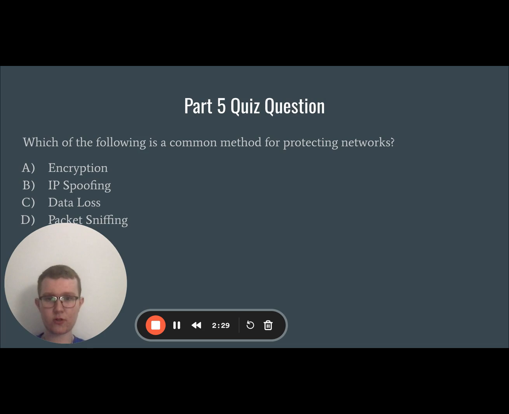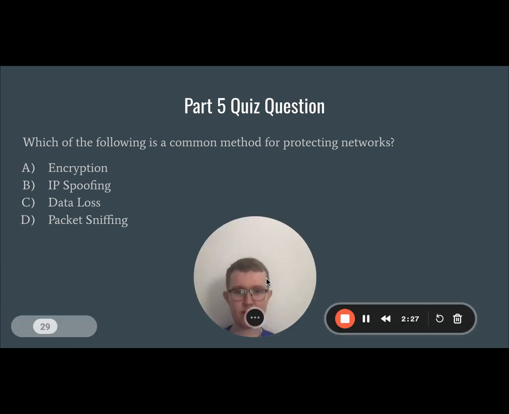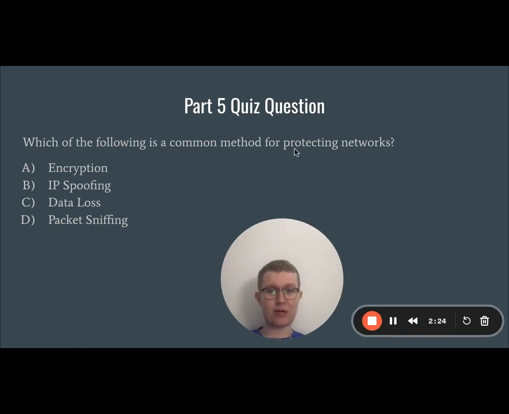So a little quiz question for you guys. Which of the following is a common method for protecting networks? We have encryption, IP spoofing, data loss, and packet sniffing. IP spoofing and packet sniffing are obviously what we just discussed. Packet sniffing is where the packet is intercepted and we're not going to be able to get to where we want to go. And IP spoofing is also where we're not going to get to where we want to go, because our packet is going to be injected with a false source address.